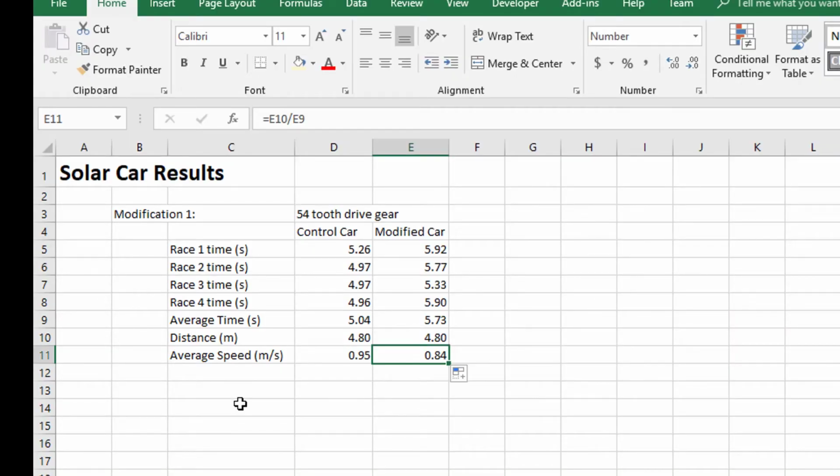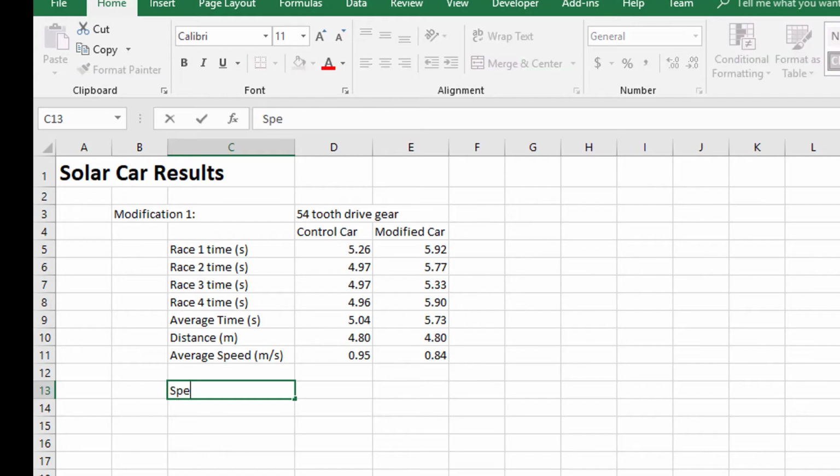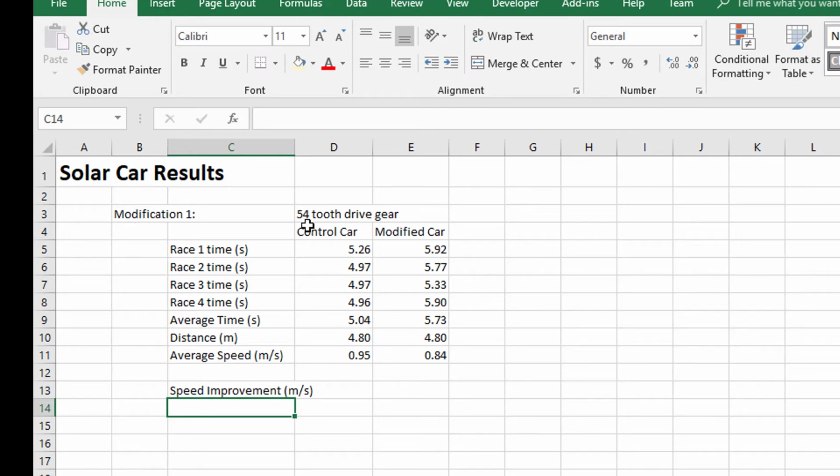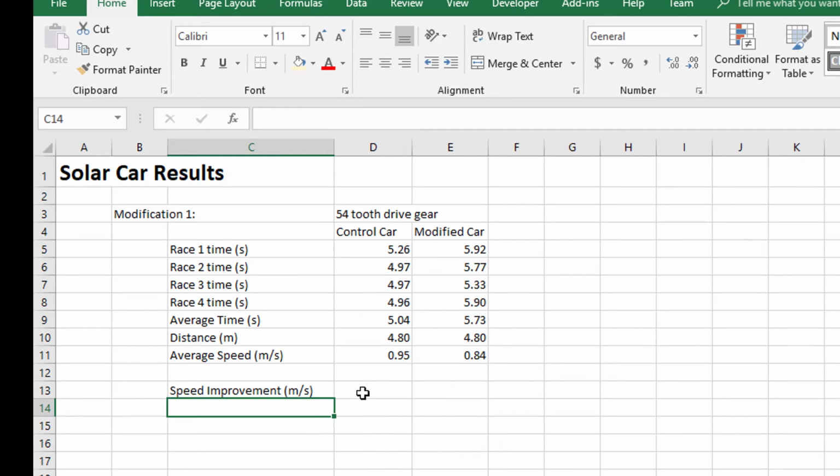All right, now what I'd like to do is work out how much improvement my modification made. Well, in fact, this one didn't make an improvement, did it? But let's do it anyway. Let's see what happens. So what I'm going to calculate is my speed improvement, in meters per second. So in other words, how many meters per second faster was my car when I made the modification? So let me just make that wider again.